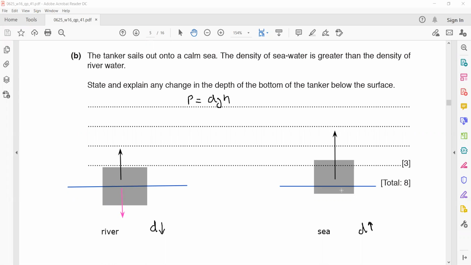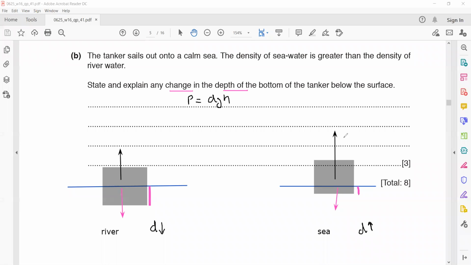So what will happen when we compare, because the question is to state and explain any change in depth of the bottom of a tanker below the surface, meaning this distance. So in river water, the greater part of a tanker will be underwater because it is applying smaller pressure as compared to that of seawater, which has a high density, greater pressure. So it will have smaller depth, or to create the same pressure, it will have smaller depth. Is it clear? Question 2 part B.